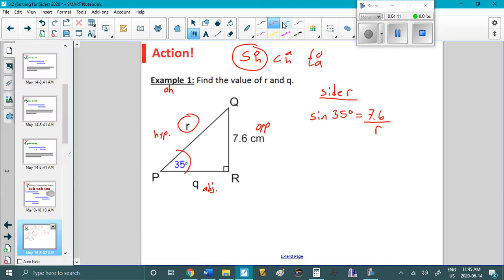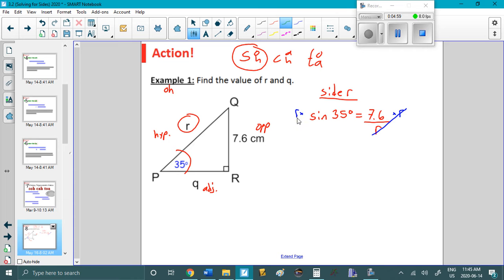Okay, back to the problem. The issue that we have here is that our letter is on the bottom. So what we want to do is we want to bring it up top. Let me show you the long way first. So we multiply by r on both sides, and that's going to get rid of the r over here, and now it's up top.